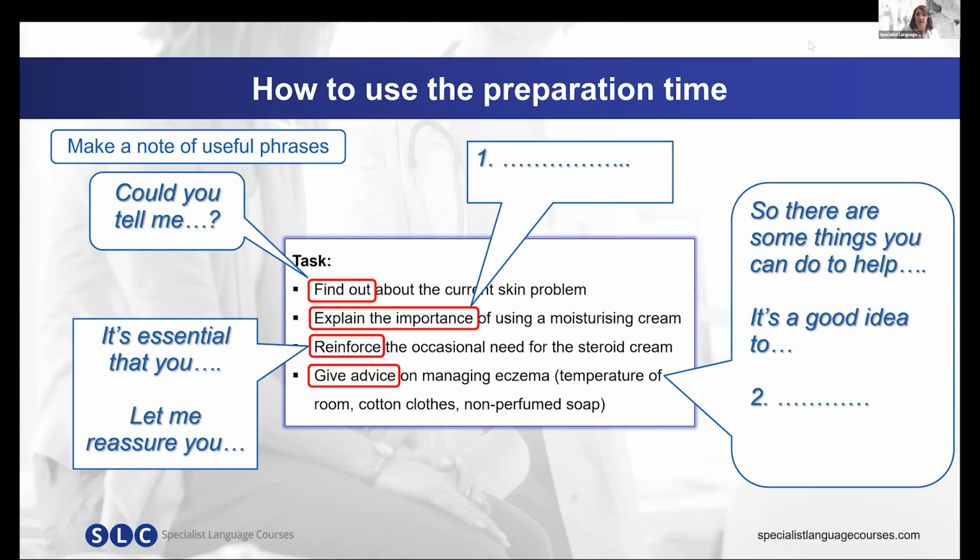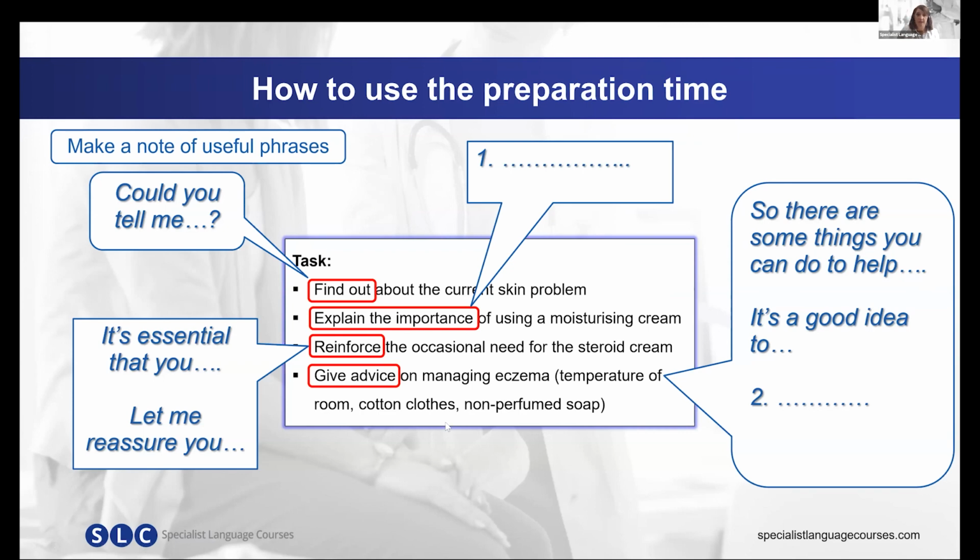Okay, and we have other suggestions where you can start with a question. Do you know anything about moisturizing cream? And then you can explain. So you have different ways to approach this, but you need to choose a phrase that's suitable for the situation.